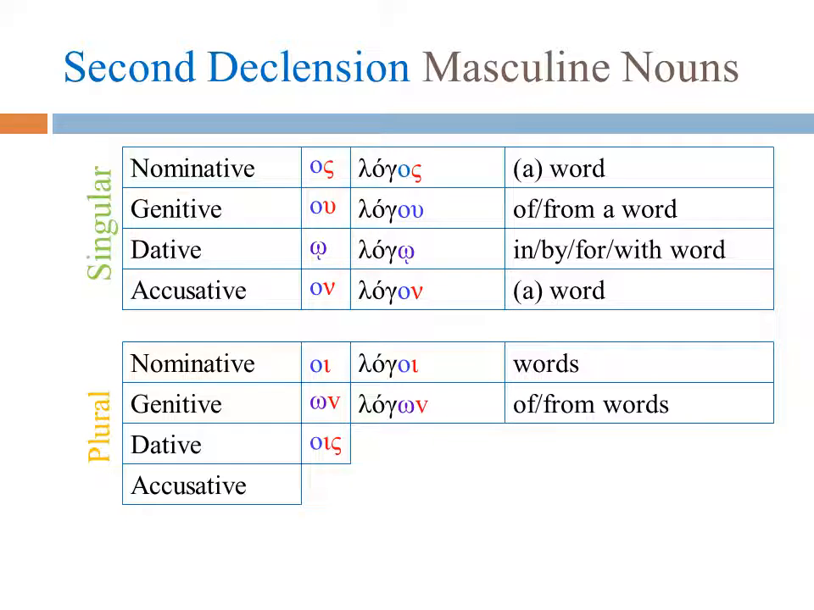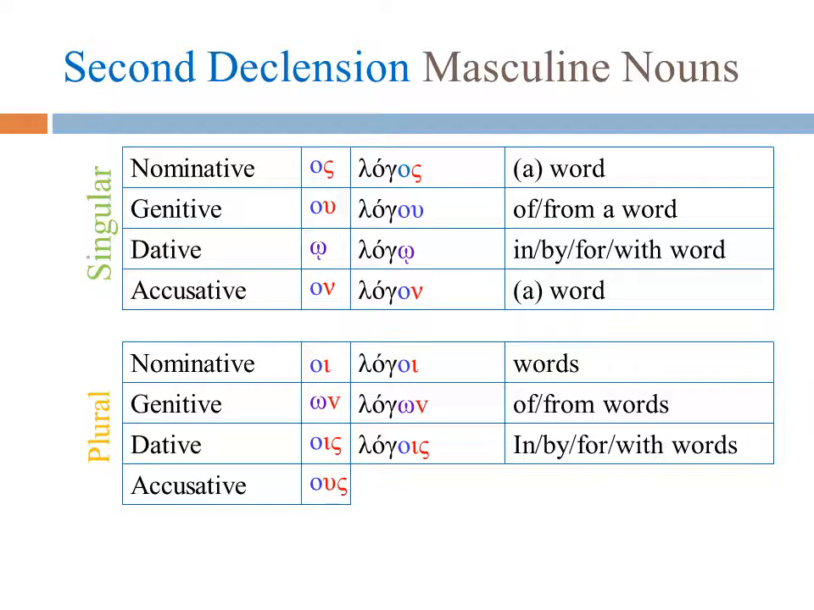The dative has the iota with the sigma, so we get omicron iota sigma, logois, in by for with words, but also the indirect object. The accusative is upsilon sigma, omicron upsilon sigma, logus, and that is words, the direct object.